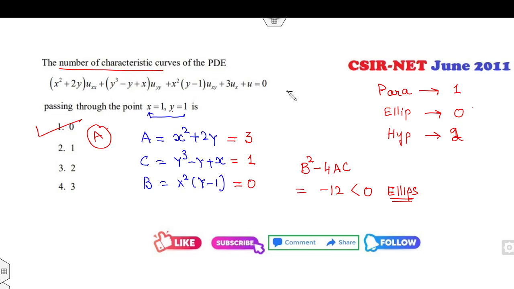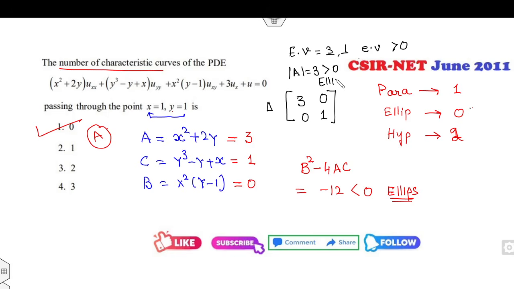You can also think about it like a determinant. It's A, it's C, and it's half of the B and half of the B. You can see both the eigenvalues are positive. Eigenvalues are positive, that means elliptical. Once it's elliptical, that's 0 characteristics curve. Or if you find the determinant, it is 3, which is greater than 0. Again, you can say it's elliptical. So that means there is no characteristics curve.